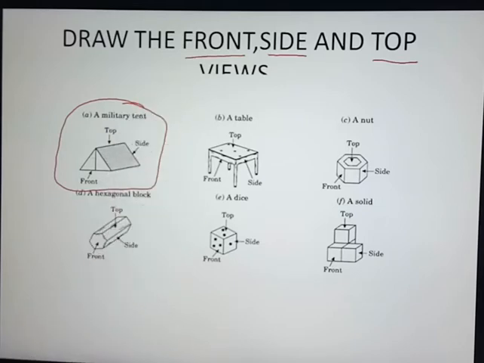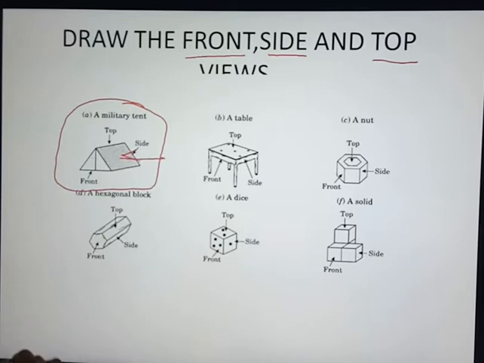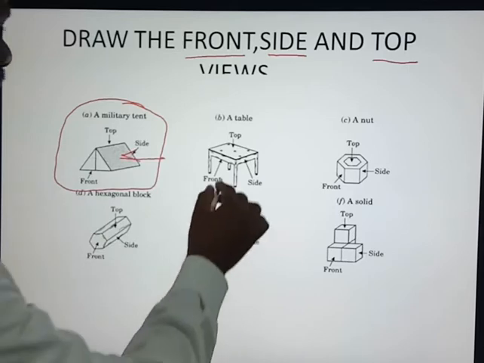Triangle is the front view. Top view, from the top, two rectangles. From the side, one rectangle. Okay. Same way, table is given.